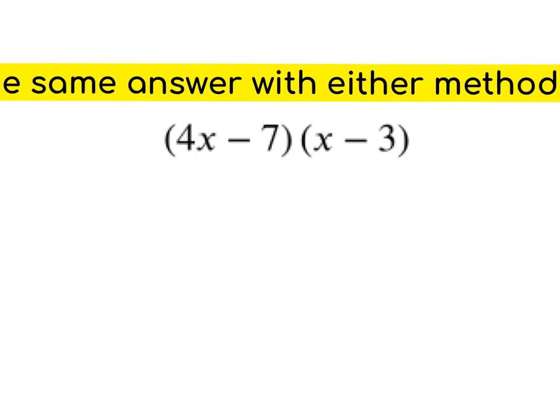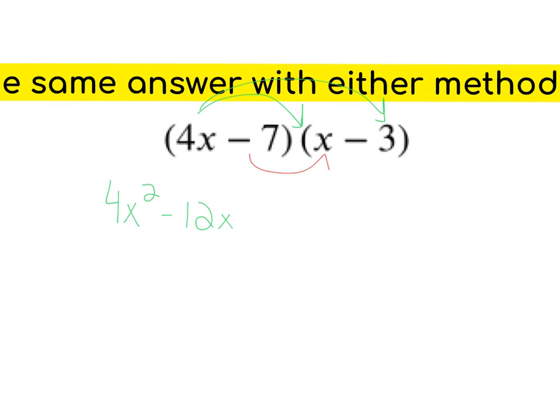All right, let's do it again. First thing we're going to do is distribute the 4x. 4x times x is 4x squared. 4x times a negative 3 is negative 12x. So I distributed the 4x.